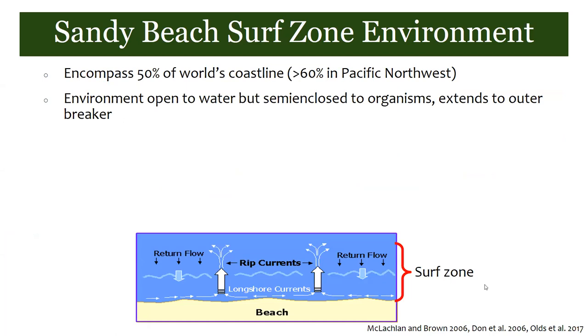These environments are open to the water that's coming in through waves, right? But it is semi-enclosed to the organisms. That means that organisms have adapted to exhibit behaviors that allow them to stay in the surf zone if they choose to, or not to come into the surf zone if they choose not to as well. And the way to think of them is that they extend from the shoreline all the way to the outermost breaker, because some surf zones have just one breaker, others have multiple. So on the bottom, you're seeing a fairly basic diagram of most sandy beach surf zones.